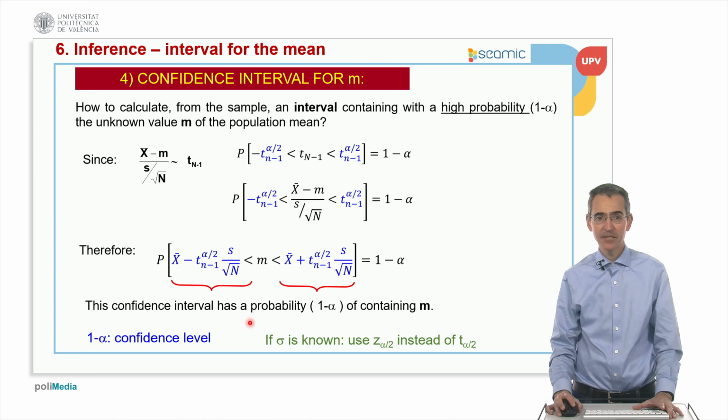So what happens if sigma is known? Well, this is not very often, but instead of the critical value of the t, we will use the critical value from the standard normal table.